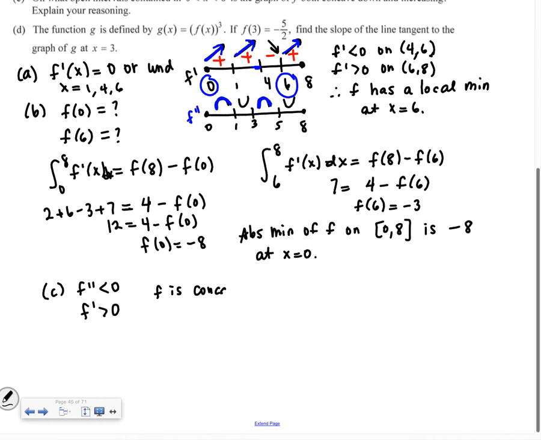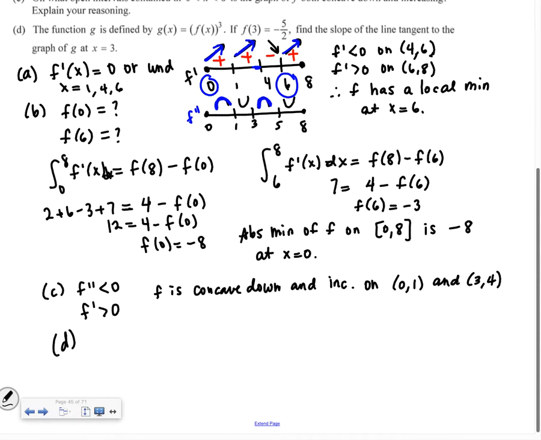So f is concave down and increasing on, well, let me write 0 to 1 first. On 0 to 1 and 3 to 4. Okay, and I think it's fine to have the justification of this. F double prime is less than 0 and f prime is greater than 0.